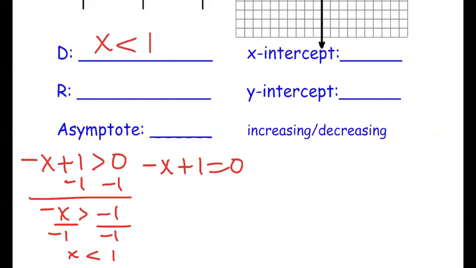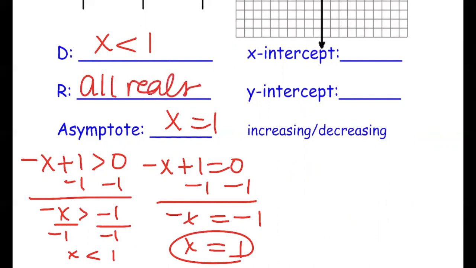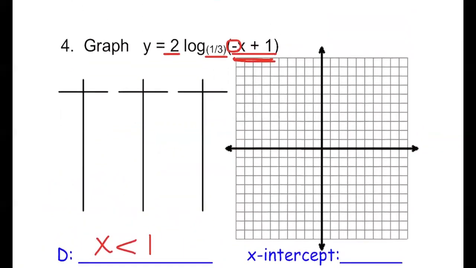Your asymptote, if you subtract 1, you get negative x is equal to negative 1. You divide, you get x equals positive 1. My asymptote is x equals 1 for my answer there. Range is still all reals. Okay. So if we can kind of go back from there, I'm going to use that x equals 1 to kind of type in my asymptote to begin with. X equals 1 is right here.